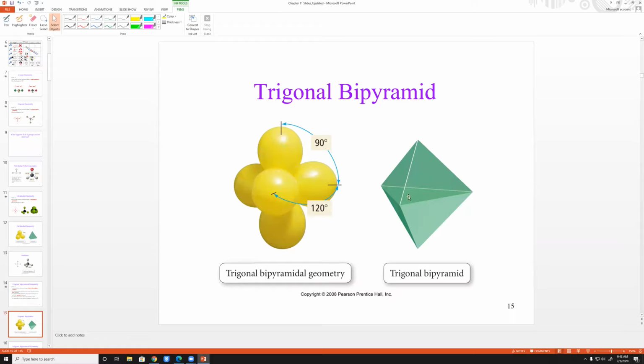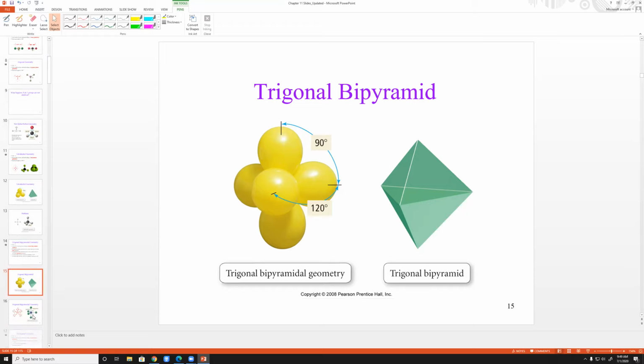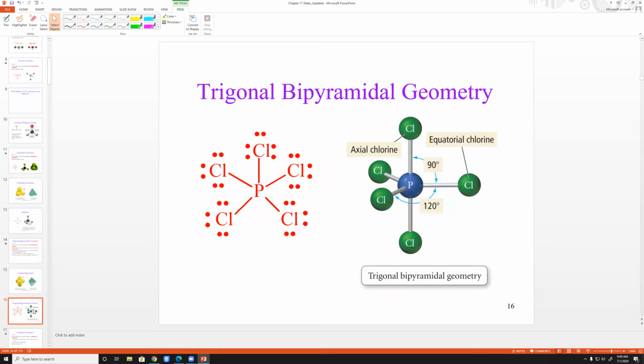So this way, you can think of it as a triangle base with a pyramid on one side and a pyramid on the other. Or you can think of it as a triangle base with one point of the pyramid on one side and one point on the other. However you want to do it, it's a weird shape to get your head around. The best way I would describe it is a triangle, and then a pyramid in one direction and a pyramid in the other direction. Not exactly what I said before, but still the same concept, same shape. Then you have this trigonal bipyramidal.